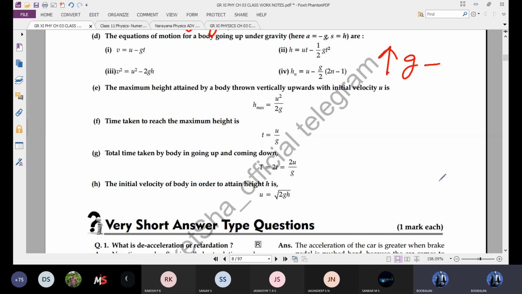Okay, which formula do I want to use for this condition? The time to reach the maximum height: T is equal to U by G. What is U? Initial velocity. G is acceleration. Small t is time, capital T is total time. So like that you should remember how to get good marks. Only formulas and the concept decide good marks.